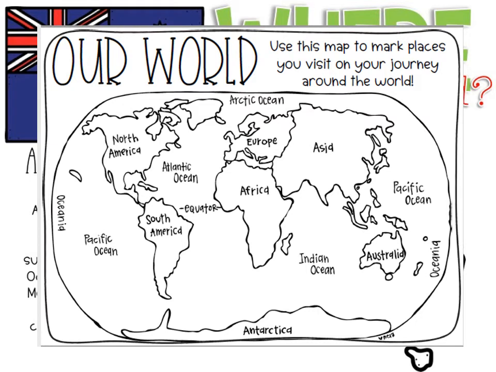For each continent that we visit, we're going to put a star over that continent, over that location, so that you can mark your trip around the world. Since we're starting in Australia, watch the blue star. There we are. That's the continent of Australia, right below the Pacific Ocean, next to the Indian Ocean, above Antarctica, and below Asia.